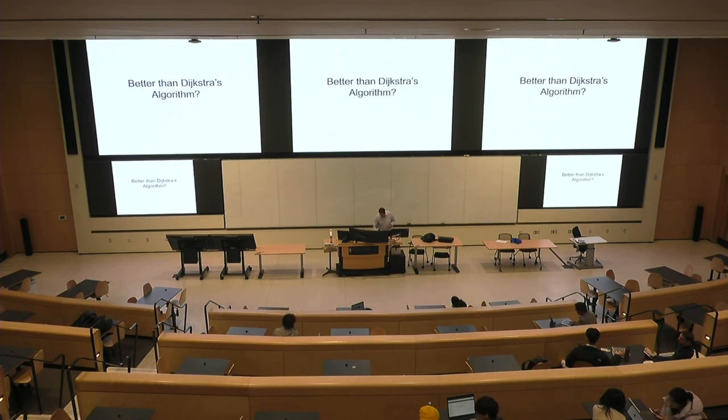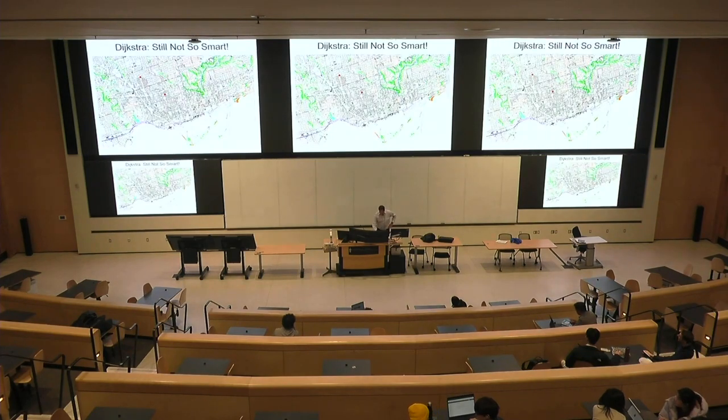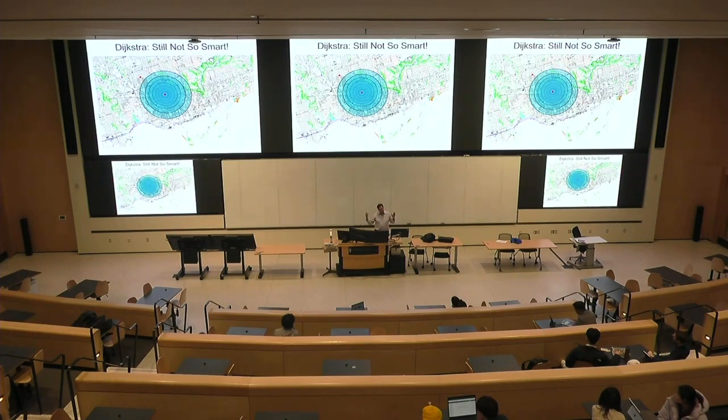Okay, can we do even better than Dijkstra? So Dijkstra is pretty smart. It expands out in waves. It avoids redoing work because it's sorting the wavefront, always taking the smallest item out of the wavefront. So it's pretty good.